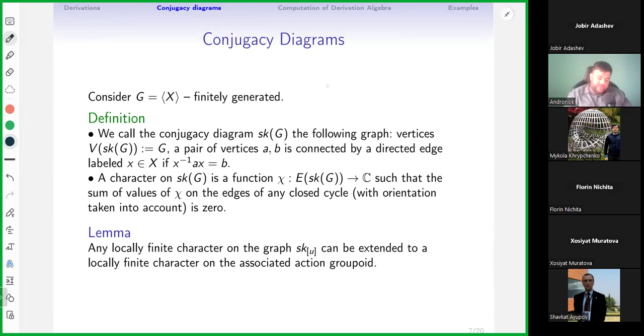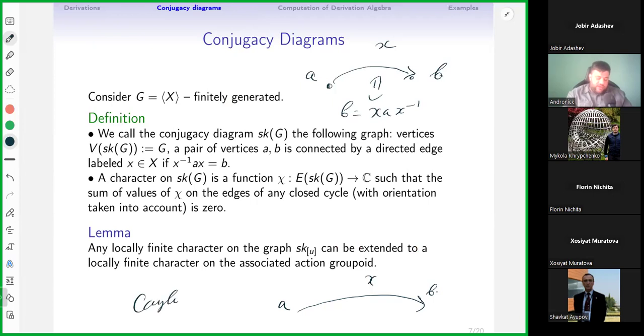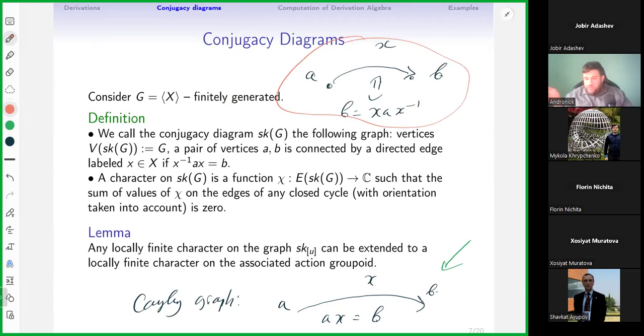So, the definition of conjugacy diagram. If you take two elements in a group, A and B, and you have an arrow between them which is labeled by letter X, it means that B is X^{-1} A X. For Cayley graphs, you have something very similar: you have a label X, and there is an arrow if AX is equal to B. So here you have an action of left translations, and here you have an action of conjugacy.